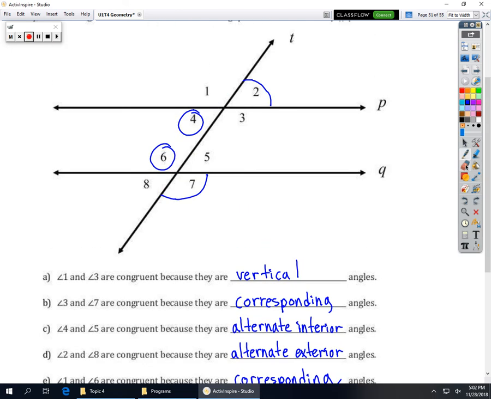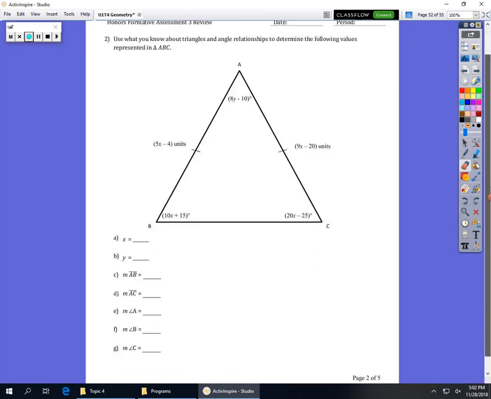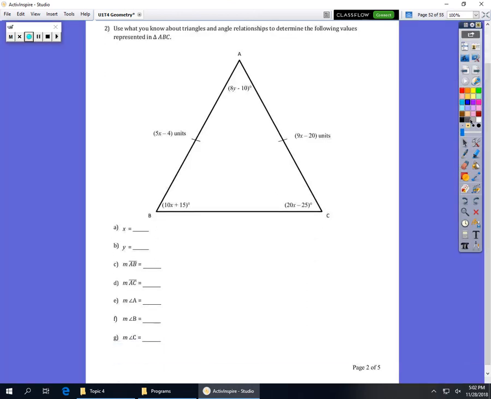All right, let me just erase this. All right. Next page. Okay, use what we know about triangles and angle relationships to determine the following values represented in triangle ABC. Let me zoom out. I'm going to need some more space here. So I got all this. Whoa, I got to find X, Y, I got to find AB, I got to find AC, and all 3 angles inside.